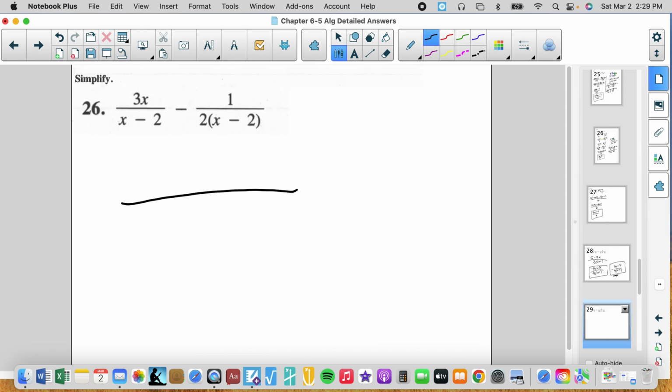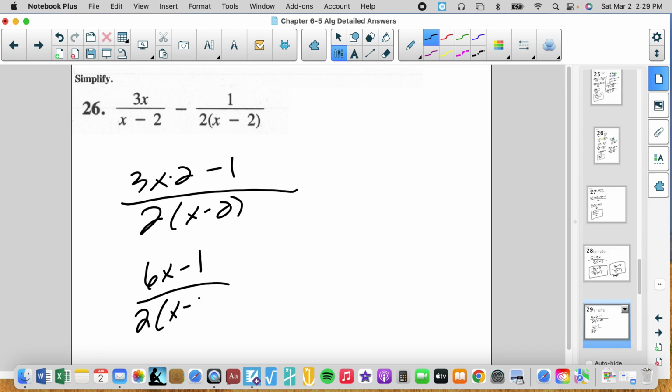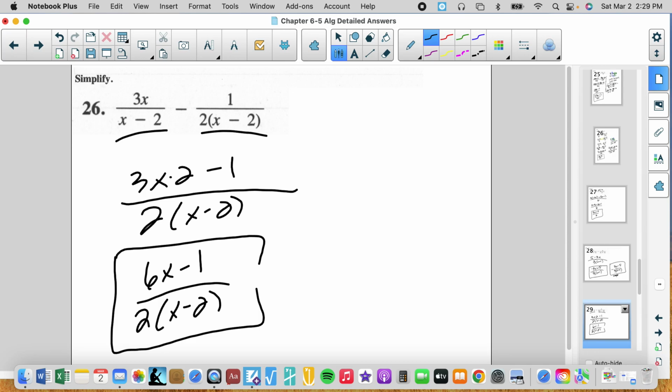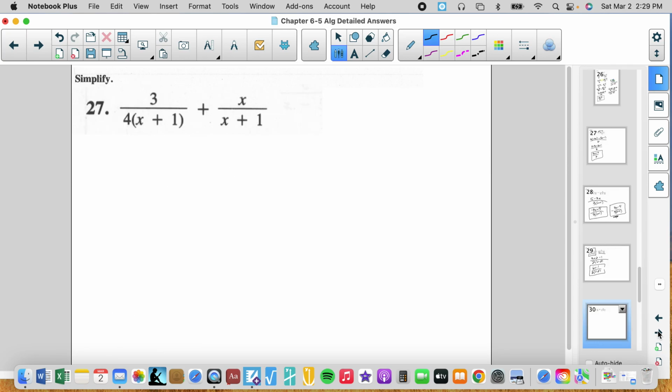Common denominator is 2 times x minus 2. We're going to multiply this 3x times 2. And then this negative 1 stays. So 6x minus 1 over 2 times the quantity x minus 2. Are you with me? Can you see what the common denominator is and what you would do in order to make the equivalent? You're just multiplying by 2. Hence why we got the 6x.